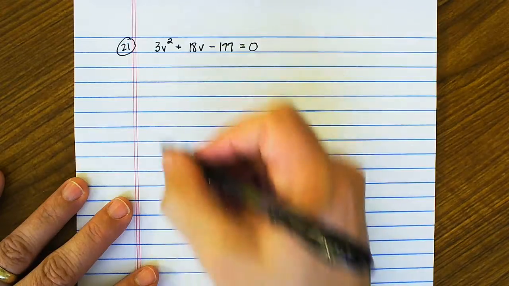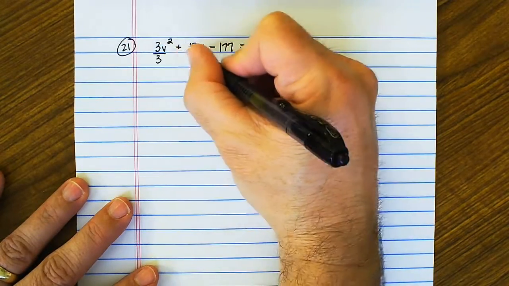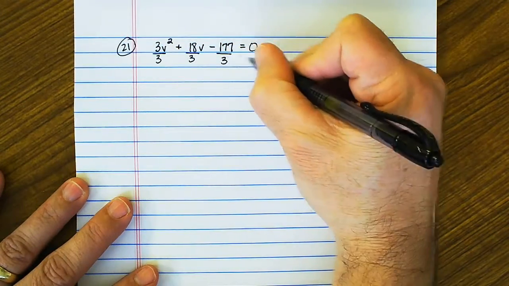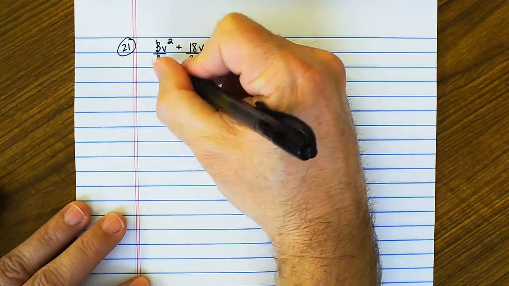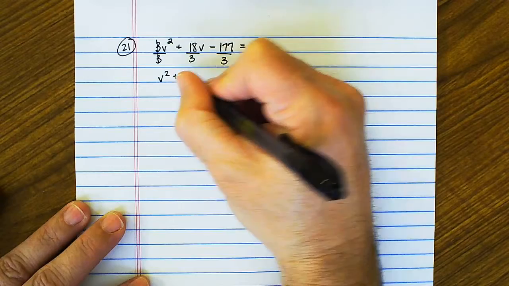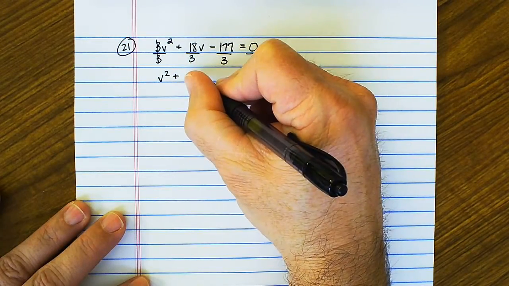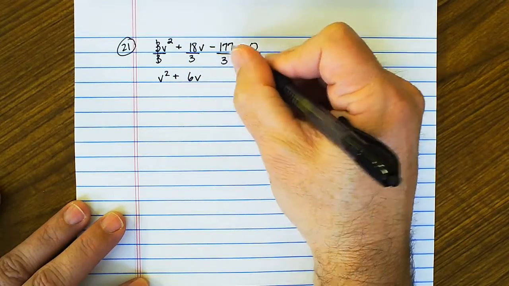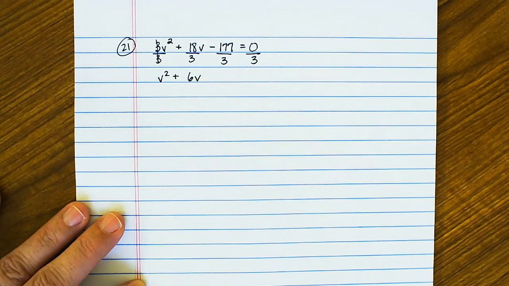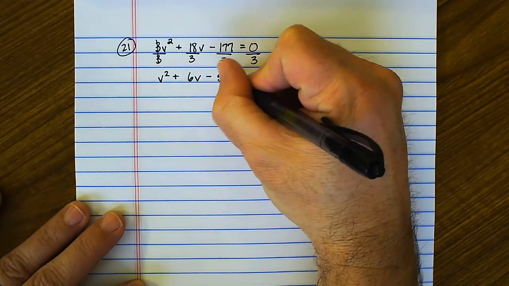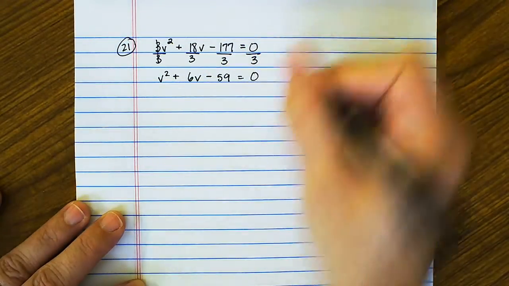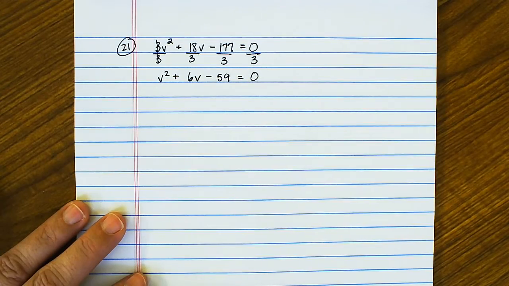All right, first things first, I'm going to go ahead and just divide by 3 because all of these can be divided by 3, even the 0, because everything's got to get it. So 3 divided by 3 cancels, gives me v squared. 18 divided by 3 is 6v. And 177 divided by 3 is 59. And even 0 divided by 3 is 0.